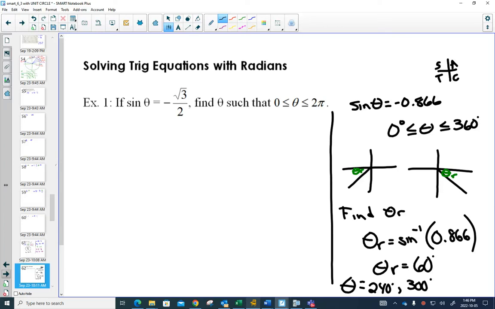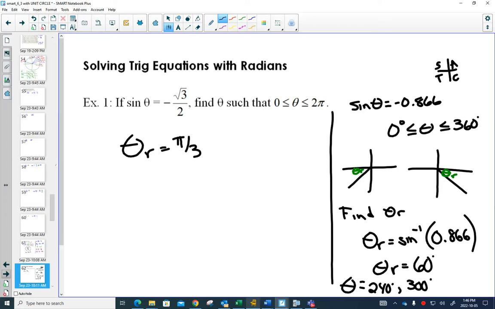When is my y-coordinate, because it's sine, for what family do I have a y-coordinate of root 3 over 2? It's my pi over 3 family. So you already know your reference angle is your pi over 3 family.